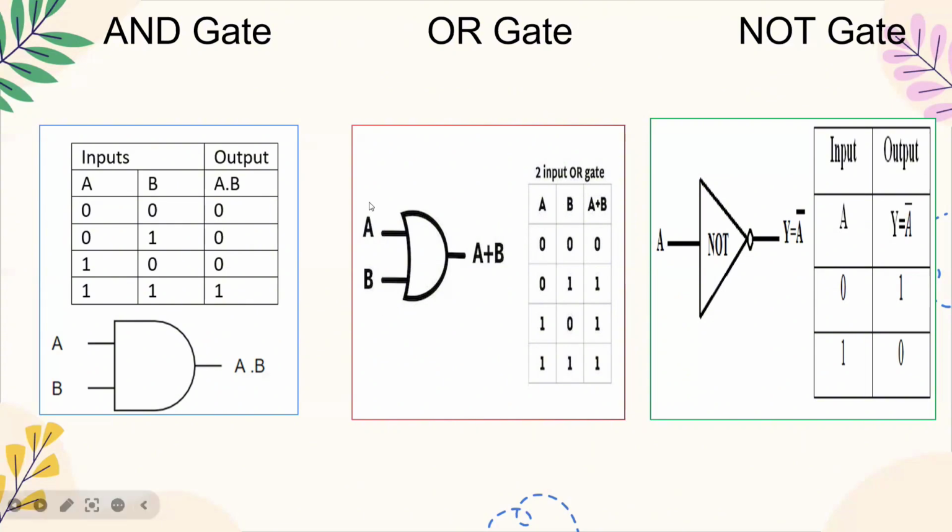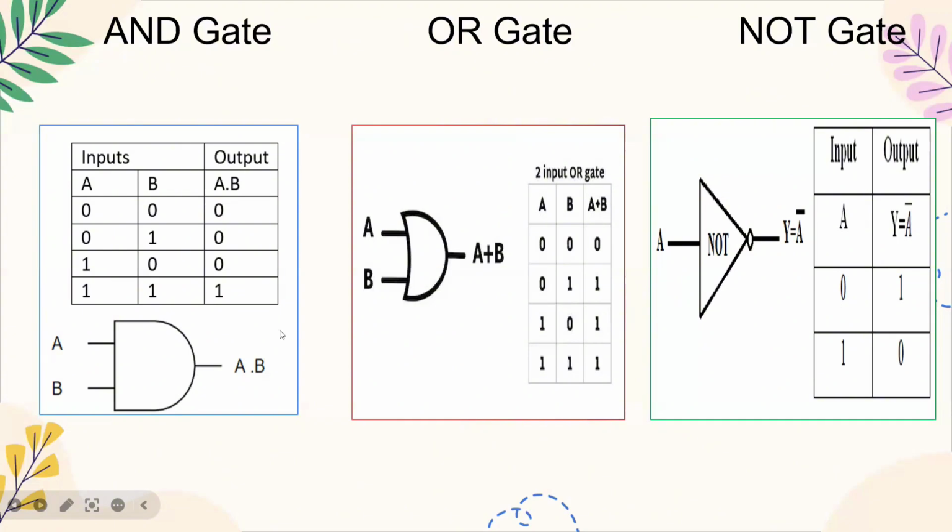The second one is the OR gate. The OR gate is used to perform logical addition. See the input combinations 0 0, 0 1, 1 0, 1 1. It produces the output 0 only when both the inputs are 0. When any one of the inputs is 1, we get the output 1. This is the main operation of the OR gate. The third one is the NOT gate. We simply call it an inverter. It produces the complement of the input. If the input is 0, you get the output 1. If the input is 1, we get 0.